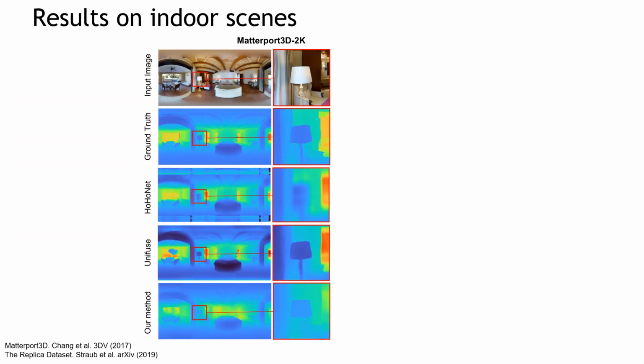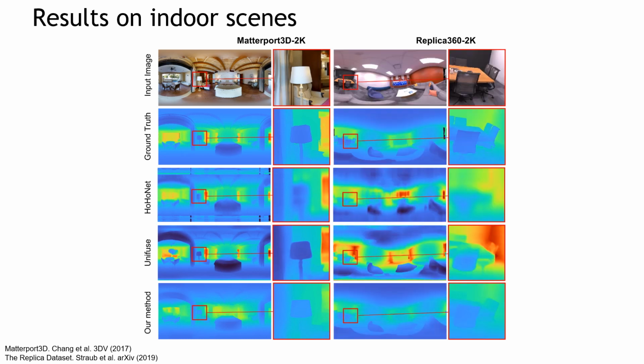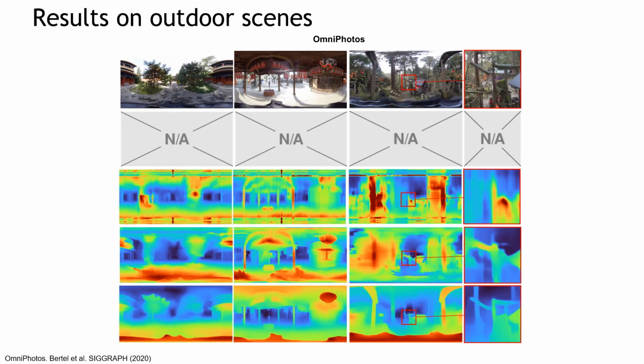We obtain state-of-the-art results on indoor real data. Note the sharp boundary around the lamp compared to previous methods. In indoor synthetic data, notice the sharp chair boundaries. And outdoor data. Note that our approach does not need any training as we use off-the-shelf perspective monocular depth estimators.